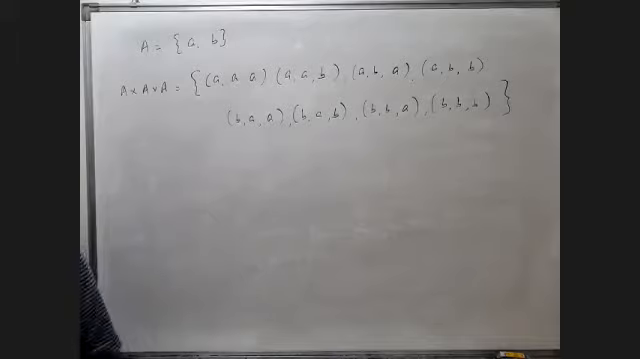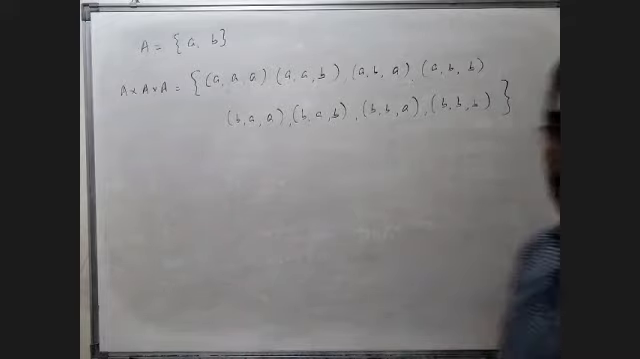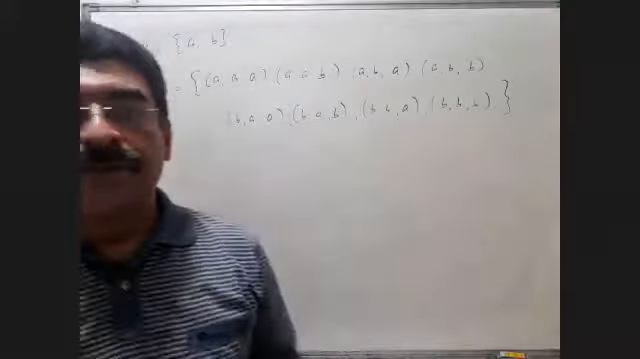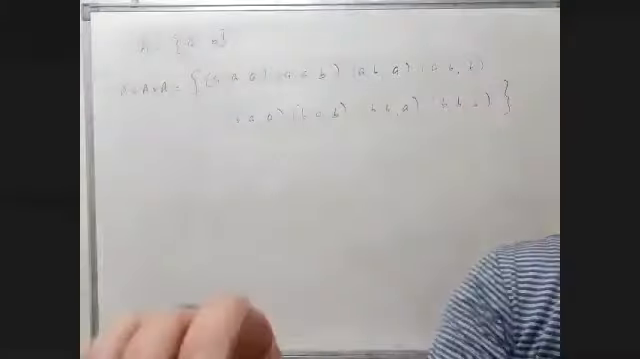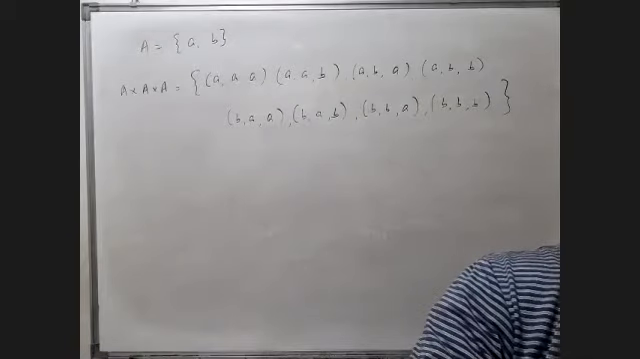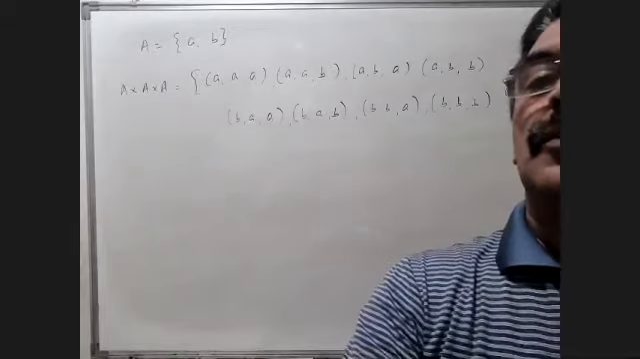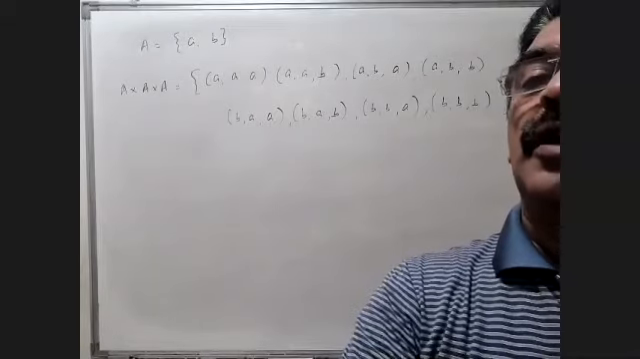Now, question number 5 you can do by yourself. That's homework. Question number 5 is homework. Question number 5, instead of A and B, it is minus 1 and 1.